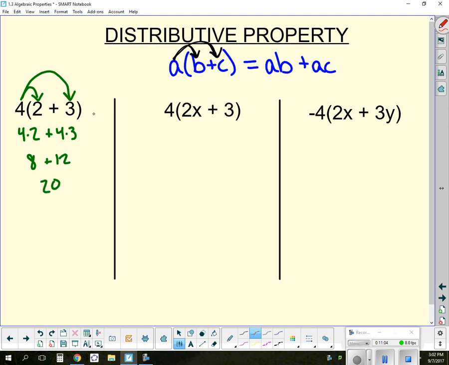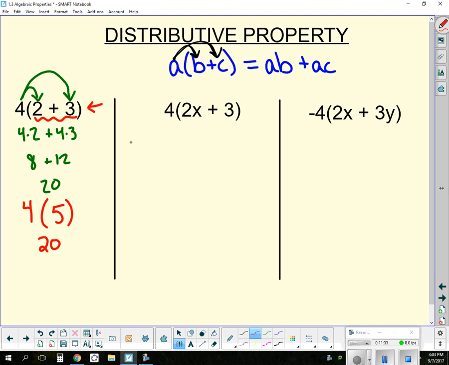However, on this problem, I would not suggest you use distributive property. Distributive property is more helpful and more useful when we have variables in here. The reason I wouldn't use it here is because I would just use order of operations. Order of operations says we do parentheses first. And 2 plus 3 would be 5. And you'd still have the 4 out front, which means multiplication. 4 times 5 is 20. So we get to our answer a lot faster just using order of operations.